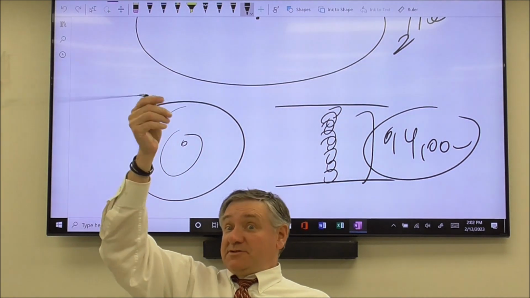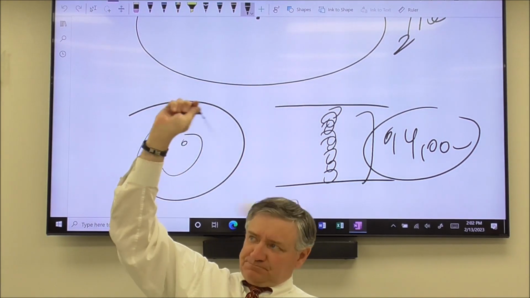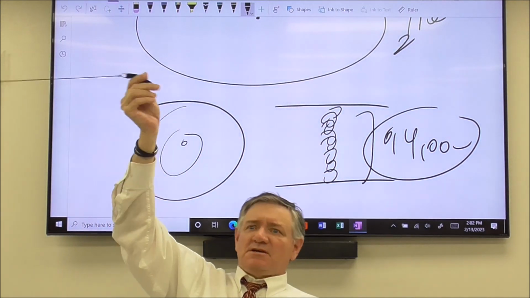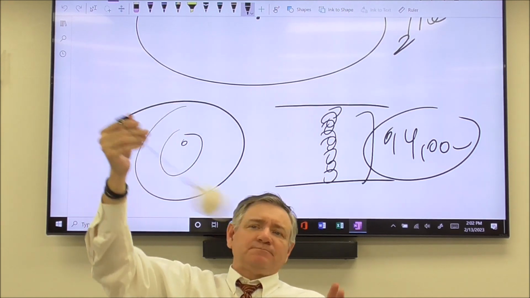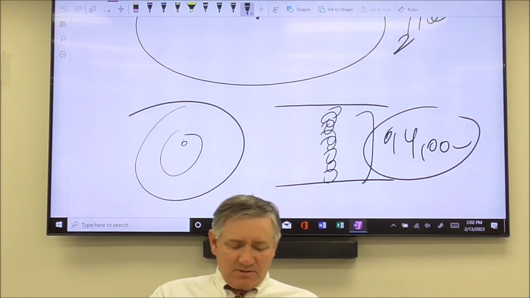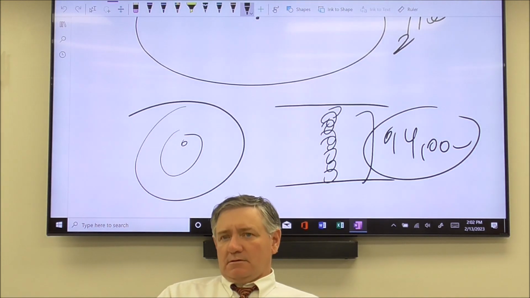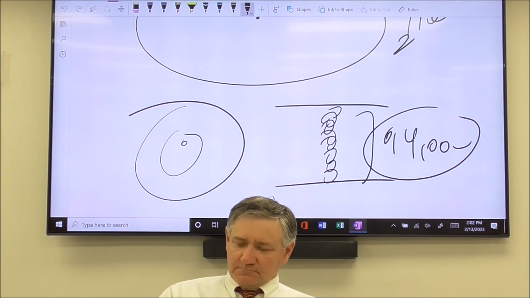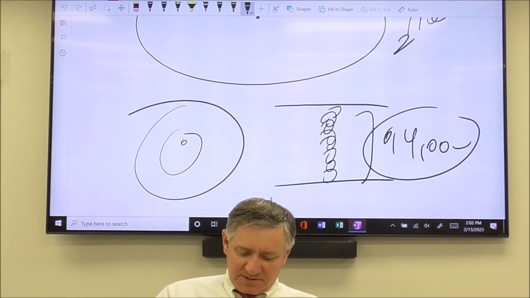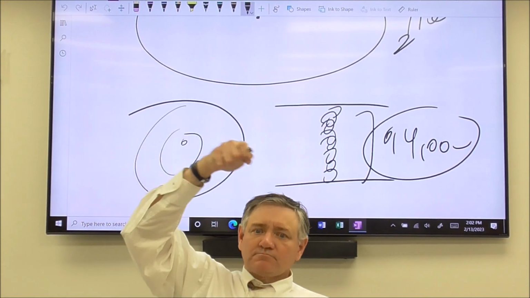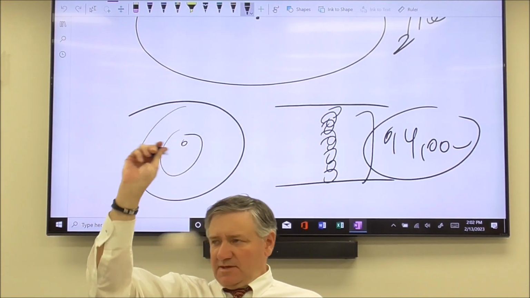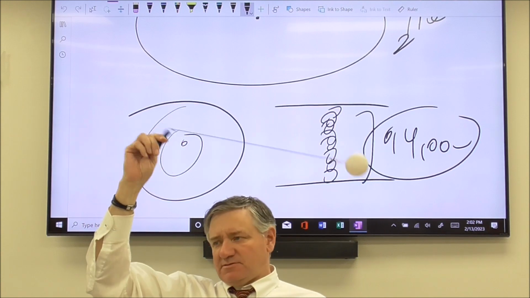Imagine that you get the light show like you all have had before. It's going around like this, which is cool. But here's the problem. The electrons are moving in a circle. Are they accelerating? Yes. Why? Because they're changing direction. But here's the problem. When charged particles accelerate, they emit radiation and they lose energy.